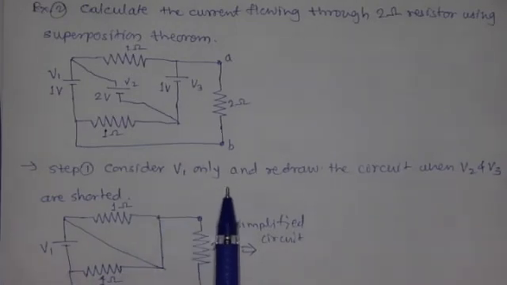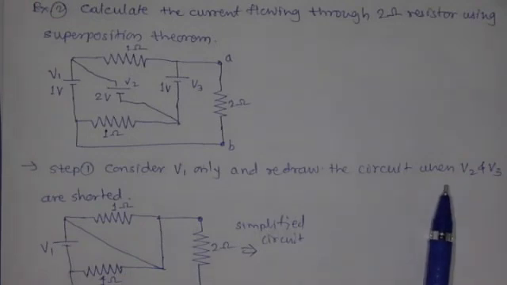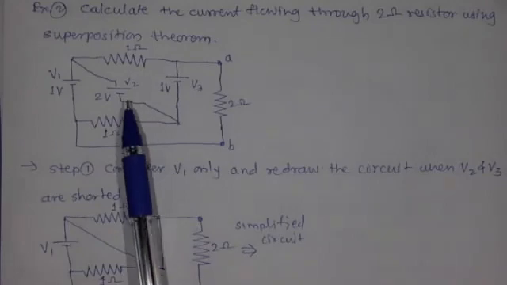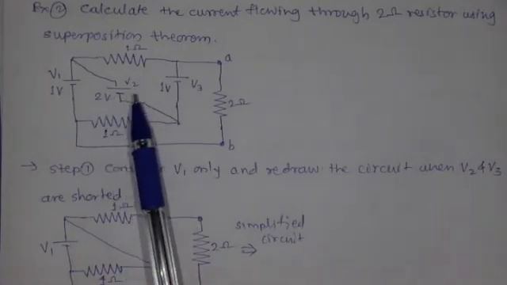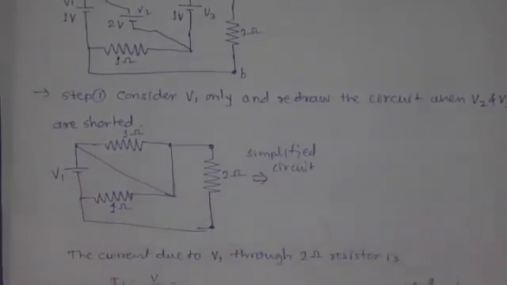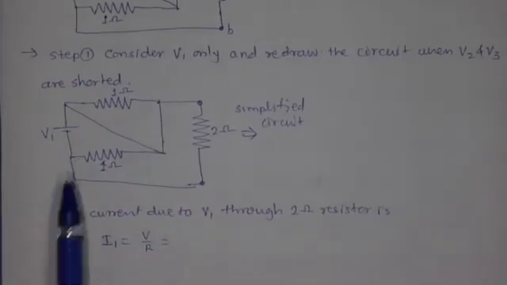Consider V1 only connected, and redraw the circuit when V2 and V3 are shorted. Means these two sources, voltage source V2 and voltage source V3, are shorted, and when these sources are shorted, what happens? The circuit looks like this.